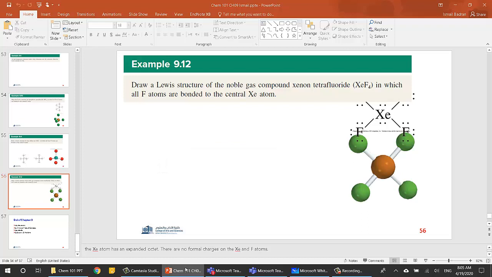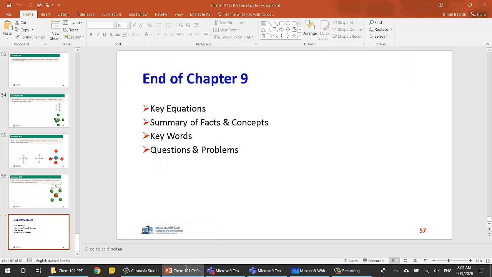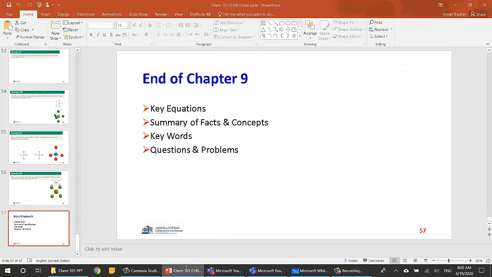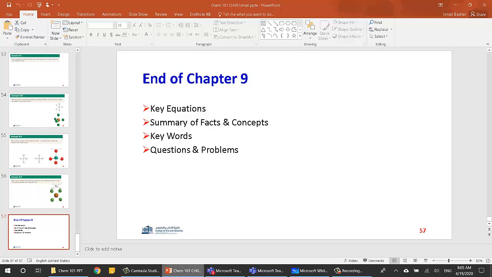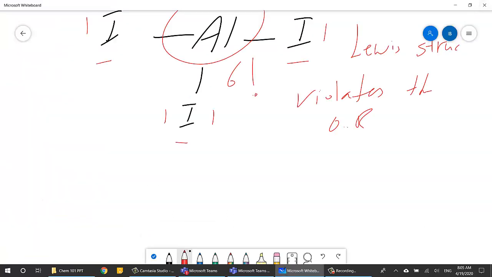So I'm going to stop here for this chapter, and I wish that you can do the questions and the homework on time. But let's move on to chapter 10, and we're going to talk more about this expanded octet rule when we go there.